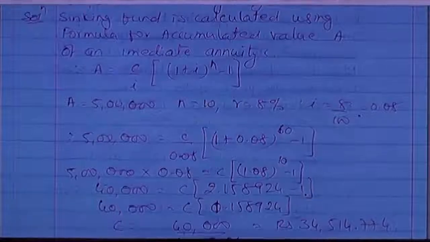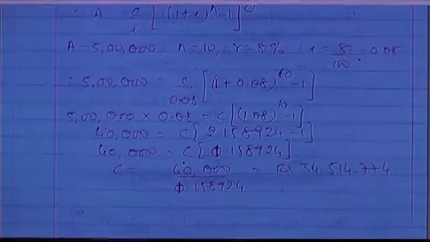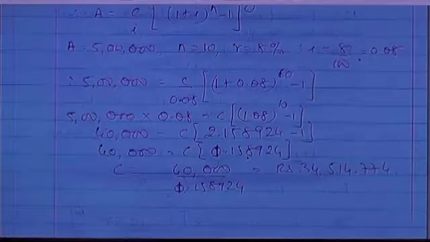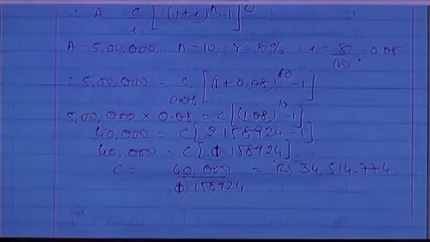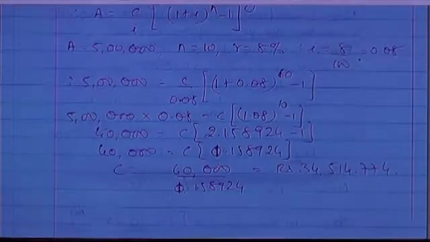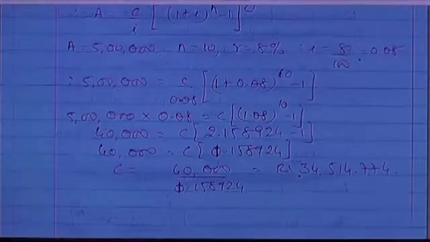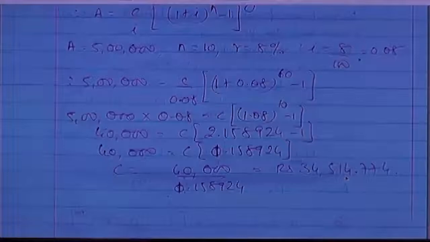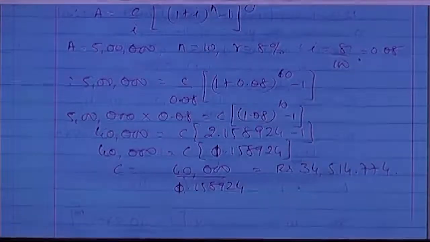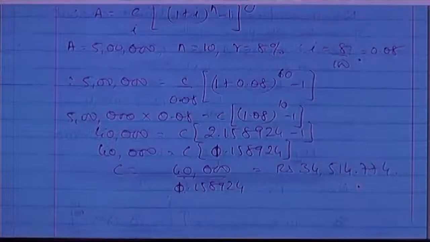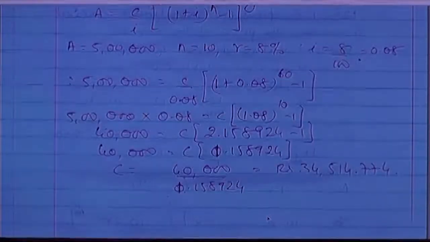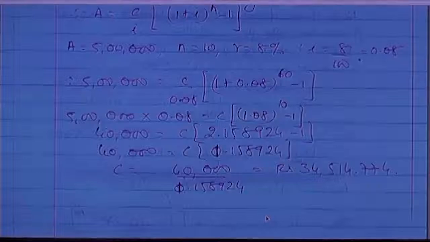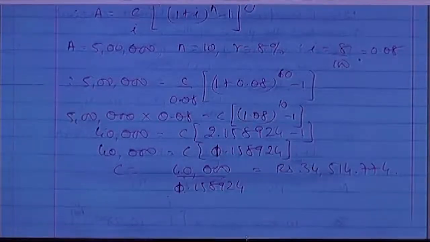2.158924 minus 1. So 40,000 equal to C times 1.158924. Therefore C will be equal to 40,000 upon 1.158924, which is equal to 34,514.774, approximately rupees 34,515. So the installment amount will be rupees 34,515.